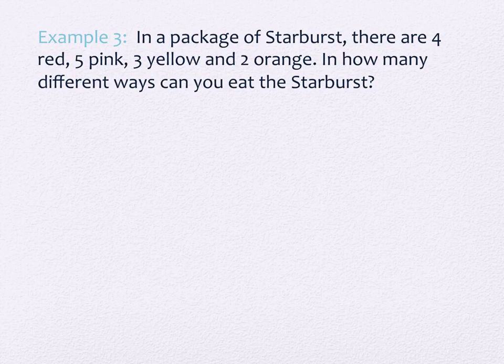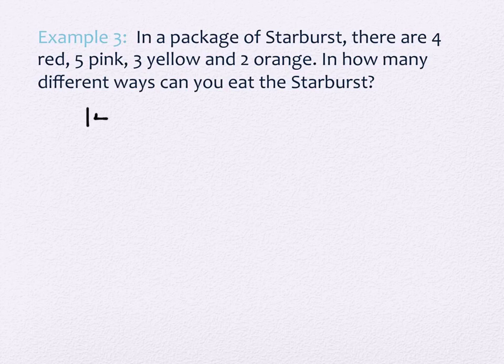Okay, so there are duplicated items within this category. Lots of pinks, lots of reds, some oranges, and some yellows. So that's what makes this a permutation of like objects. Some of the objects are flat out alike and there's no way to tell them apart. Yes? That's why we're using this. So, how many Starbursts do I have?